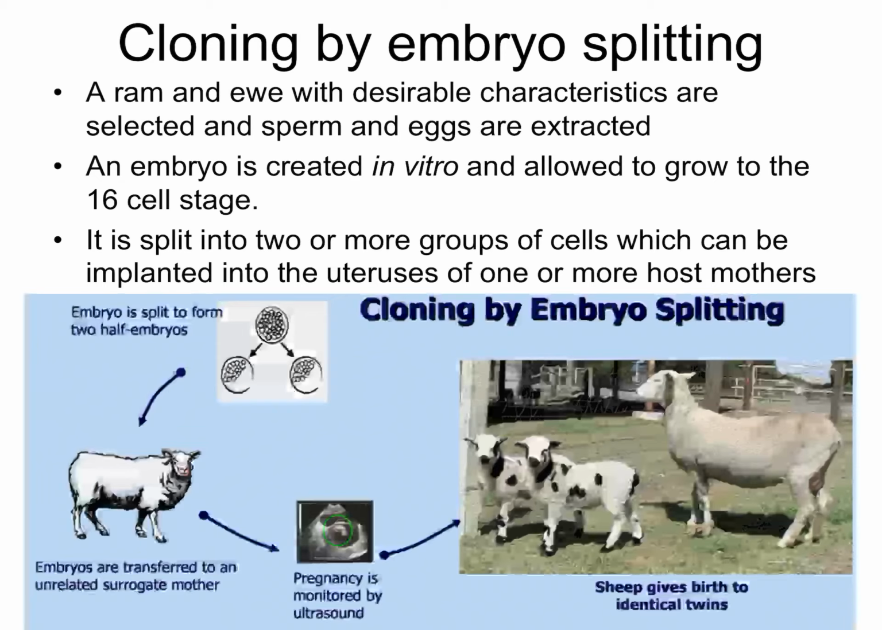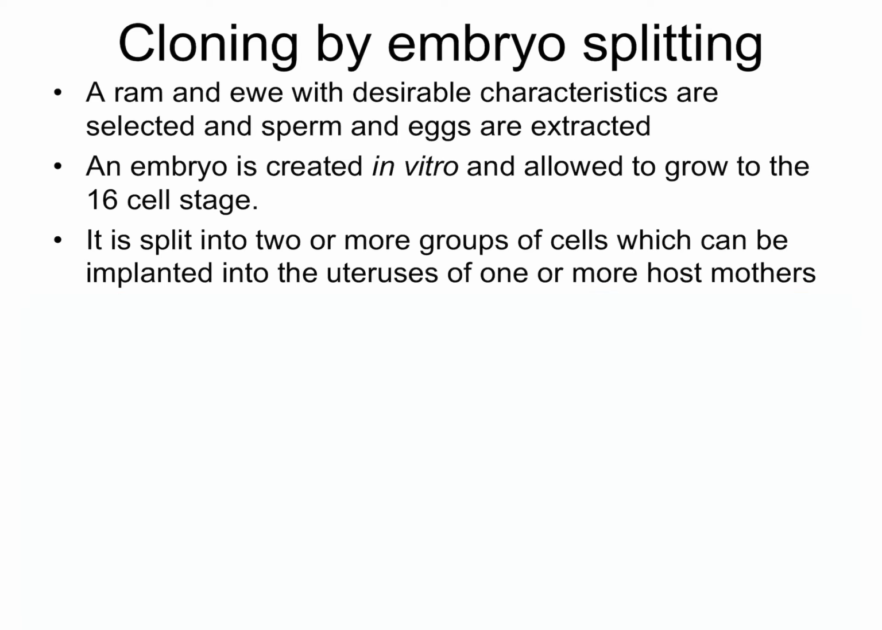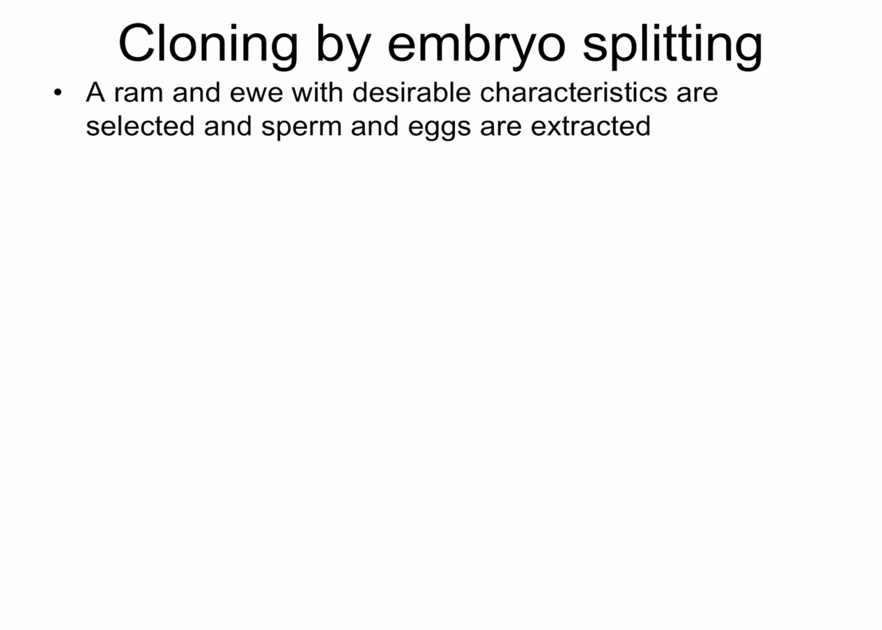So you can see the two processes have different uses and different benefits. The cloning by embryo splitting is useful for creating lots of identical offspring. So this one is a more established method. It's less likely to go wrong. It's producing normal offspring that just happen to be identical twins, triplets, and so on.